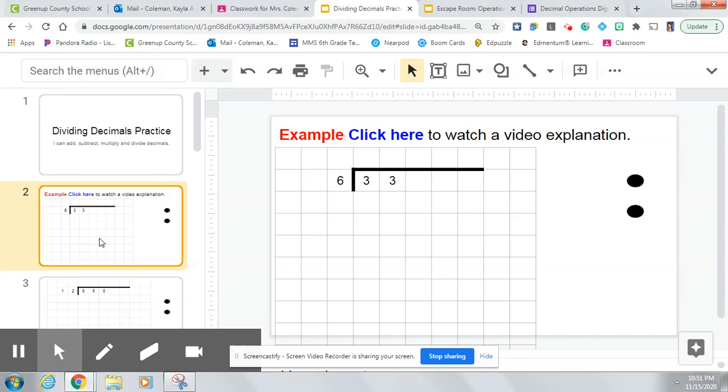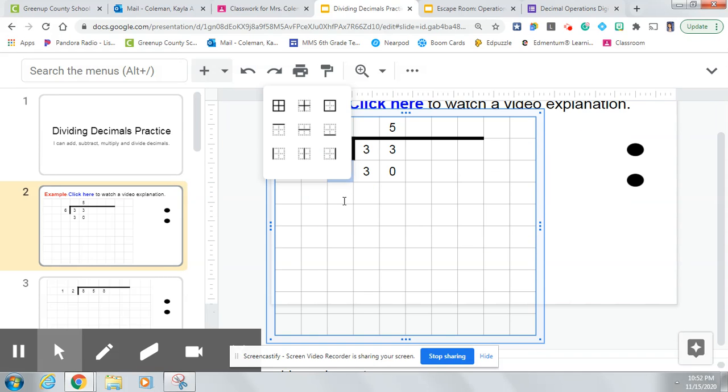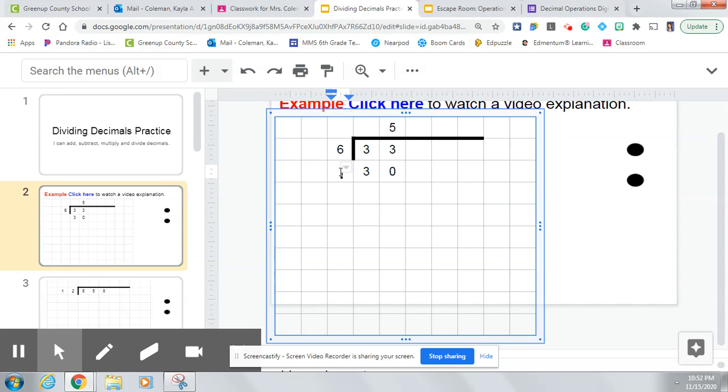Well, 6 can't multiply by something to get 33 exactly, but we can get close to 33 by doing 6 times 5. So I'm going to put 5 above the 33. And then when I multiply 5 times 6, I'm going to get 30. Okay. I'm going to subtract 33 minus 30, and I'm going to get 3.